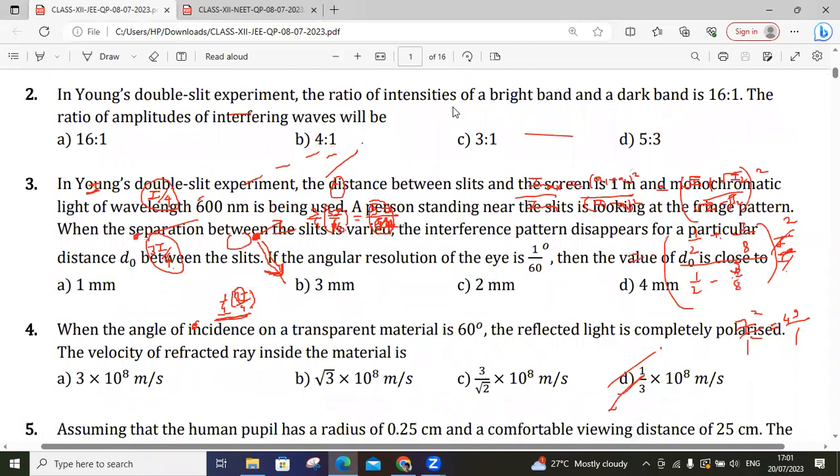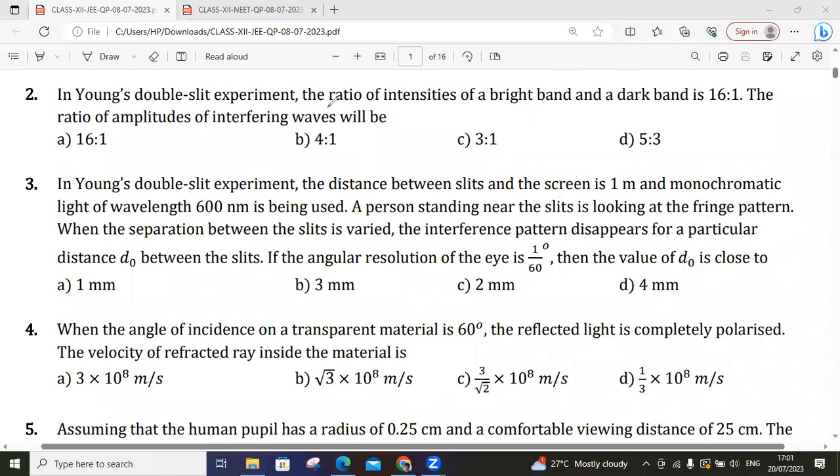Next question is, in a double-slit experiment, the ratio of intensities of a bright band and dark band is 16:1. The ratio of amplitude of interfering waves will be the same thing again. This is Imax, this is Imin for the dark band. So Imax by Imin is (A1 plus A2) whole square divided by (A1 minus A2) whole square. This is 16:1, right? So (A1 plus A2) divided by (A1 minus A2) will be 4:1. So A1 plus A2 is equal to 4A1 minus 4A2. Take this side, 5A2 equals 3A1. So it is 5:3.